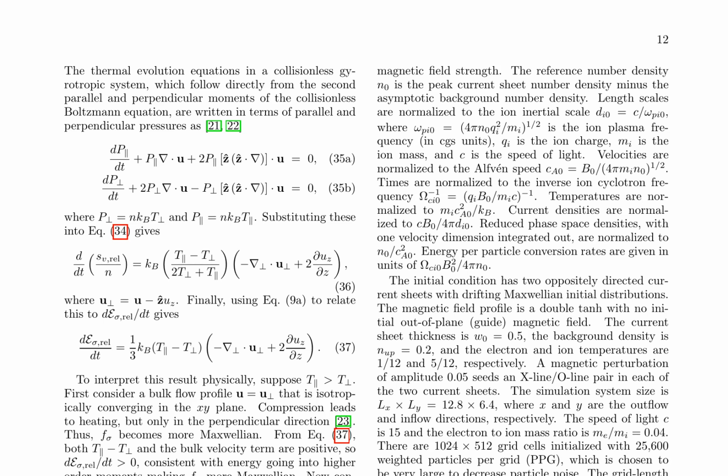These equations describe the time derivatives of parallel and perpendicular pressures, which are crucial for understanding the rate of change of the relative entropy. The relative entropy measures how far the distribution function is from a Maxwellian.